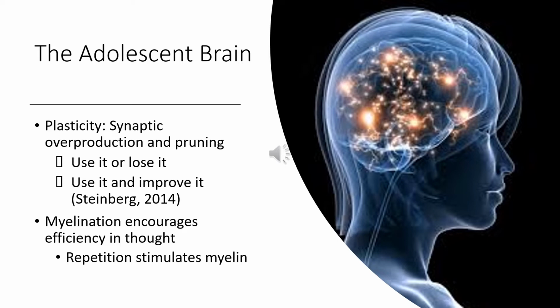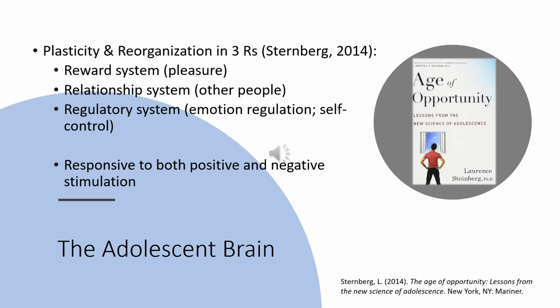And so experiences that are repeated in adolescence are more likely to be myelinated. Myelination actually does make the brain a little less plastic or changeable. It creates more efficient and secure connections that are less likely to be pruned. And so this has implications for repeated positive or negative experiences during adolescence, which we'll talk more about.